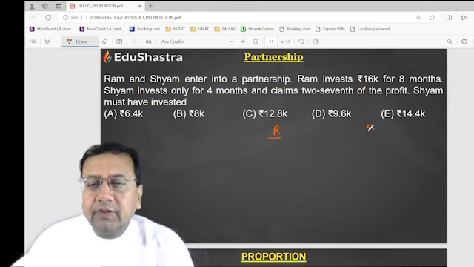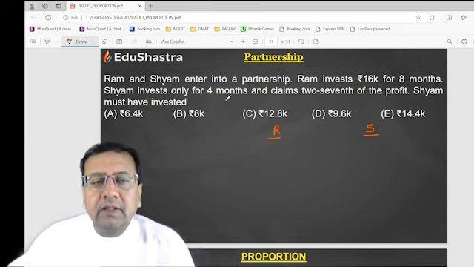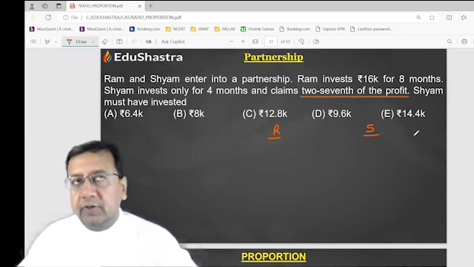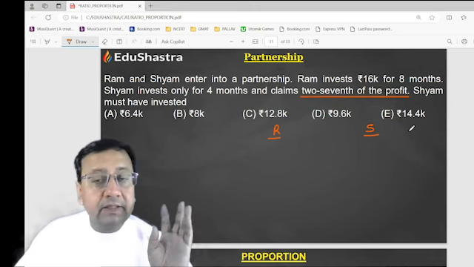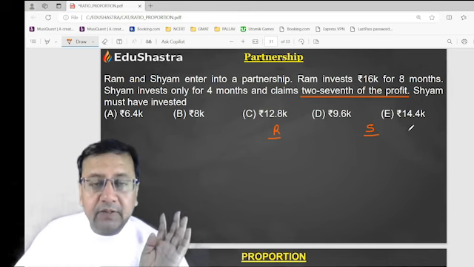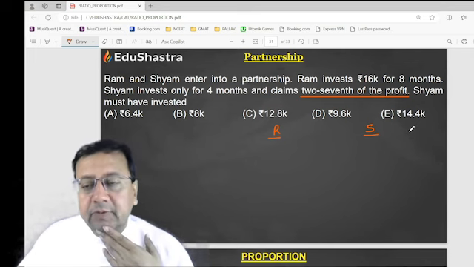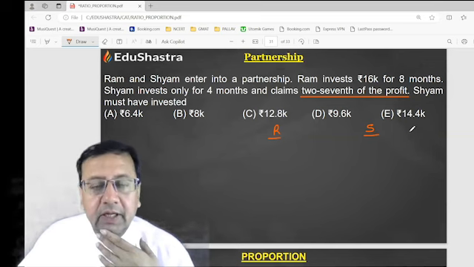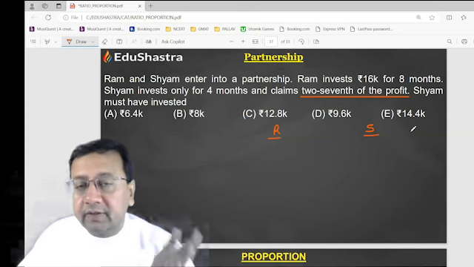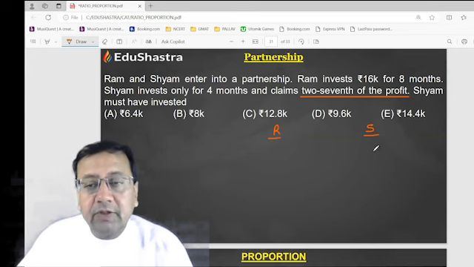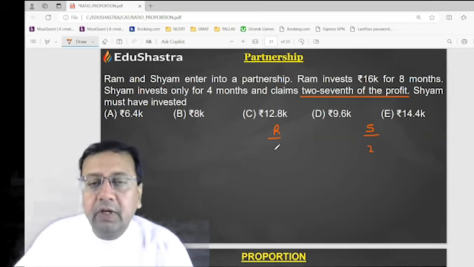Ram and Sham. Done. So Sham claims 2/7 of the profit. So if the total profit is 7 rupees, right? Total profit is 7 rupees. So Sham is saying how much profit he should have. How much profit should Sham have? 2 rupees, right? If the total profit is 7 rupees, 2/7. So if the total profit is 7 rupees, Sham should have 2 rupees. So this is 2 and this is 5. This is what? Profit.